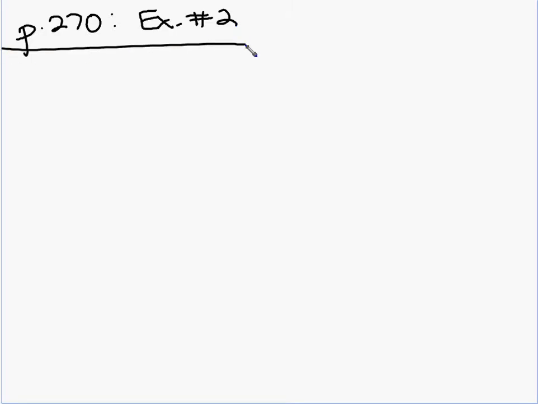Okay, the next thing we need to do is I want to go over a couple of examples. First, let's look at page 270, example number 2 in your book. Page 270, example number 2 in your book. Okay, and on this problem, they give you a function x squared sine of x, and it's on the interval 0 to 3.